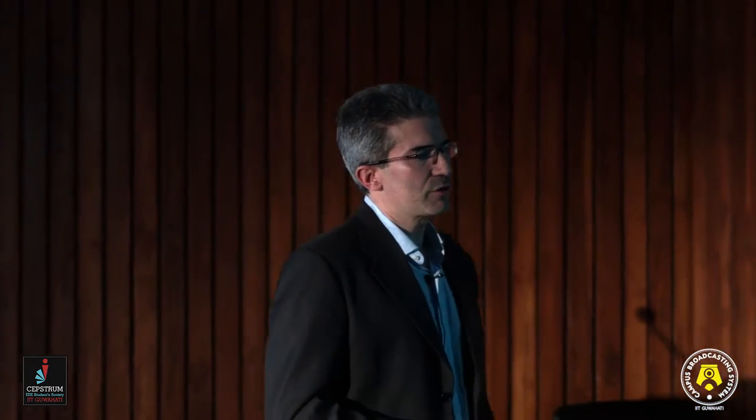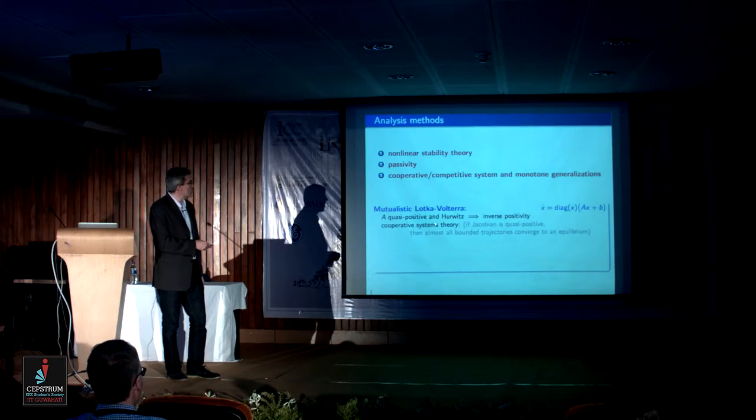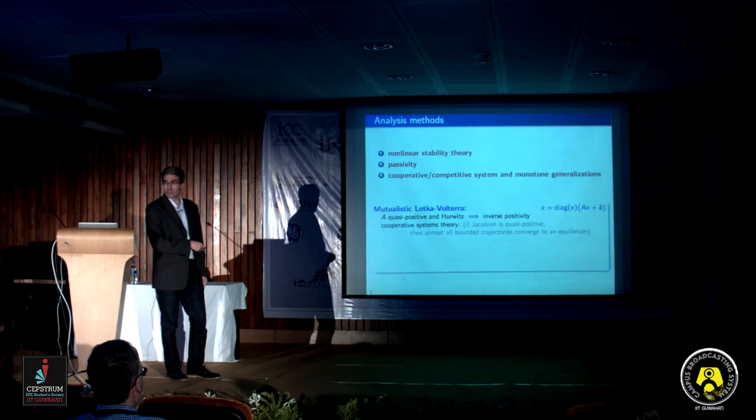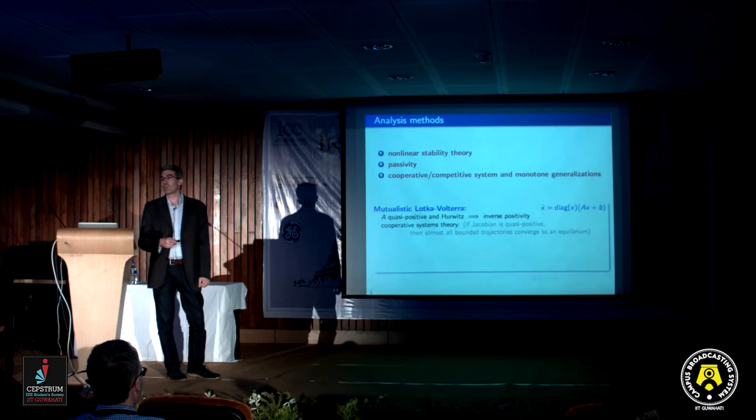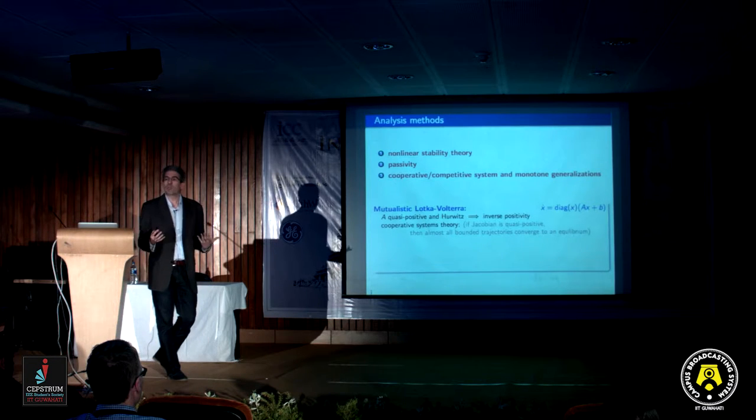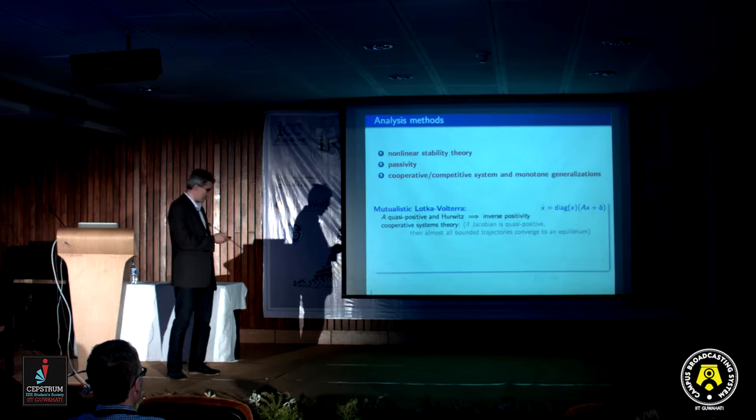Now, just for fun, let me briefly mention the results that I've shown to you. How did I obtain them? How are they obtained in the literature? There are, in fact, alternative equivalent proofs, but for example, in the case of the mutualistic Lotka-Volterra model, you can use cooperative systems theory. In cooperative systems theory, it's known that if the Jacobian of your nonlinear map is quasi-positive, then almost all bounded trajectories will converge to an equilibrium. And you can show that it's a unique equilibrium, and so on and so forth for that particular system.